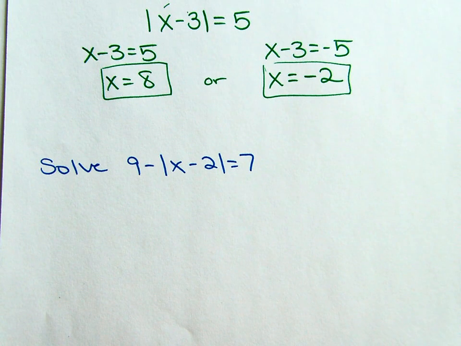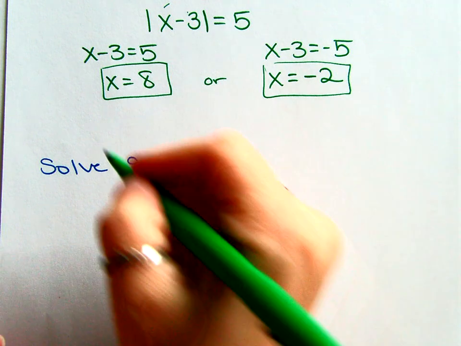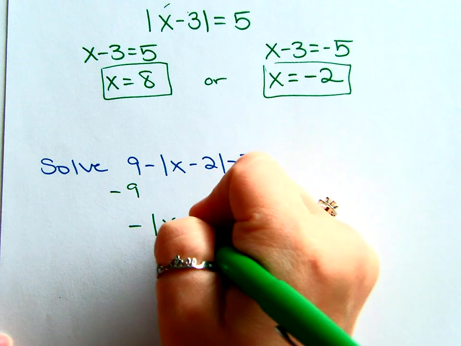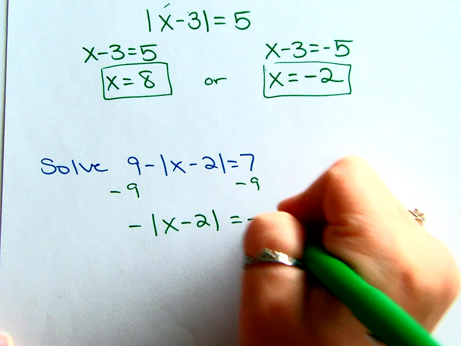9 minus the absolute value of x minus 2 equals 7. What should we do? Okay, we'll subtract the 9 over. So we have negative absolute value of x minus 2 equals negative 2. Now what?